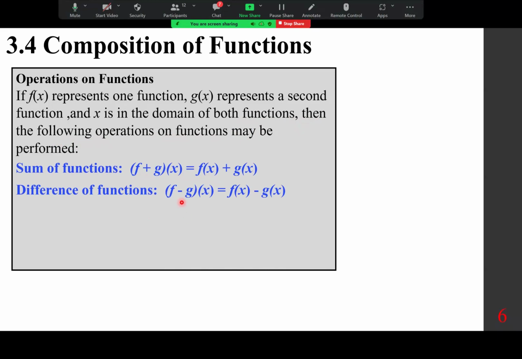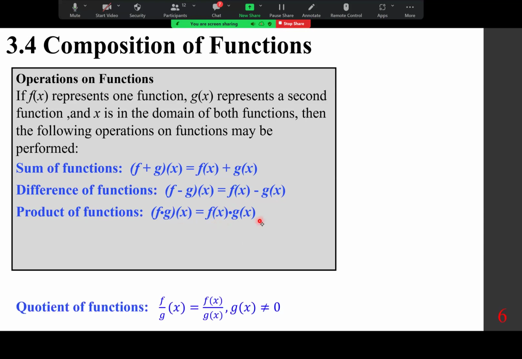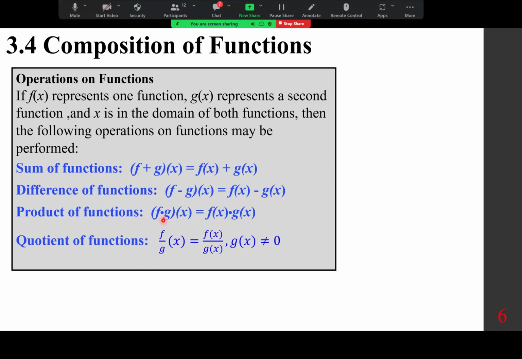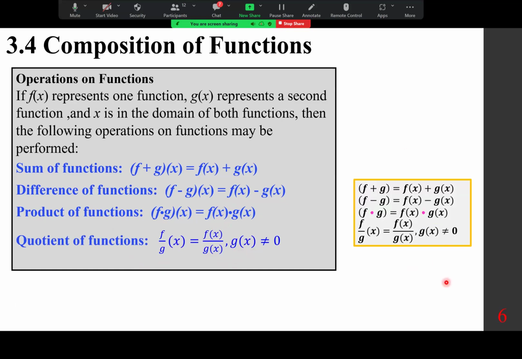Difference of functions, f minus g of x is f of x minus g of x. Product of functions, f g of x is f of x times g of x. Quotient of functions, f over g of x is f of x over g of x. As always, the denominator cannot be 0, therefore g of x cannot be 0. So here's a synopsis of that.